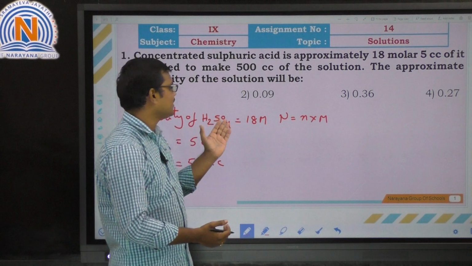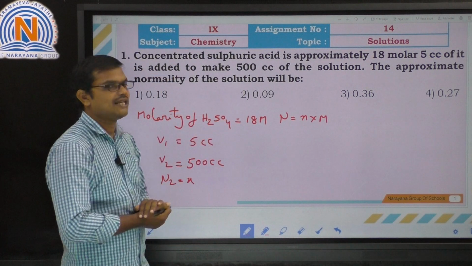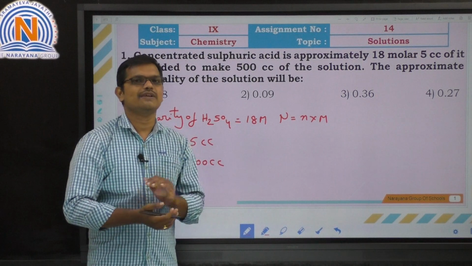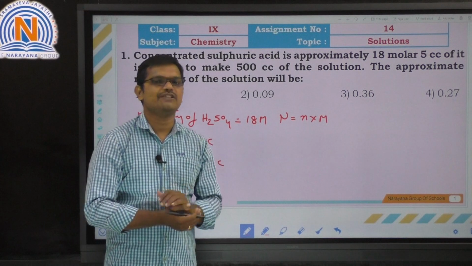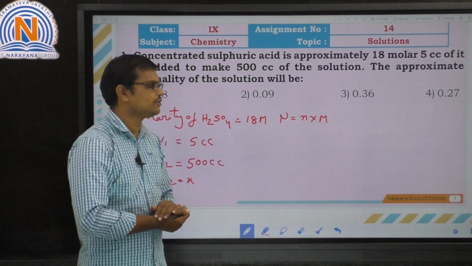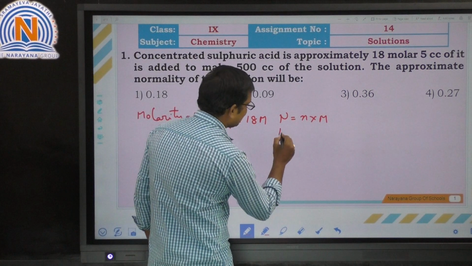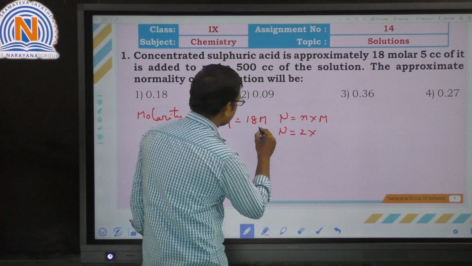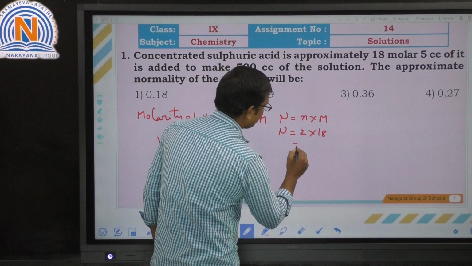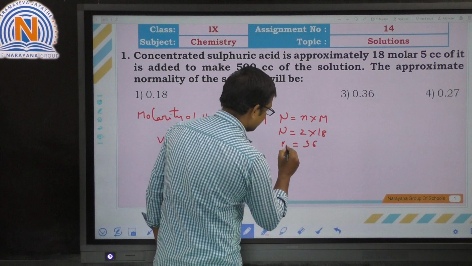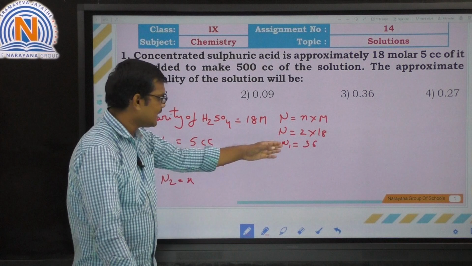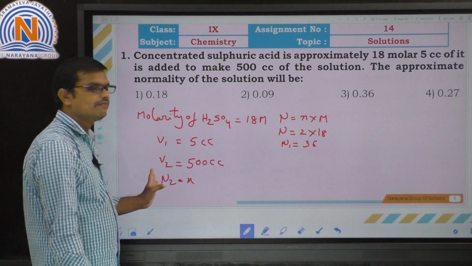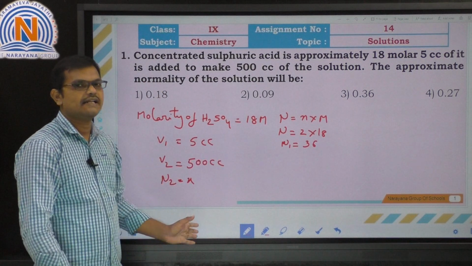So here, what is the given information? They have given H2SO4. H2SO4 is an acid. It is a dibasic acid. So what is the basicity of H2SO4? Its basicity is 2. So normality equal to 2 into 18, that is 36. N1 equal to 36. N1 you know, V1 you know, V2 you know. You want to find N2.